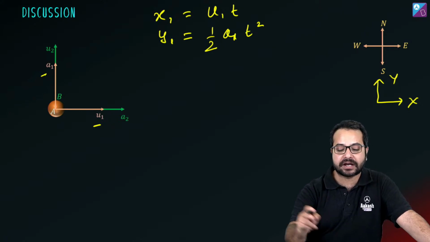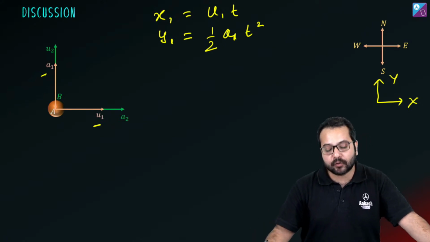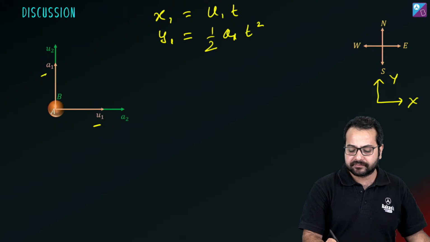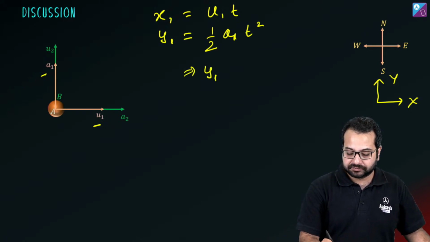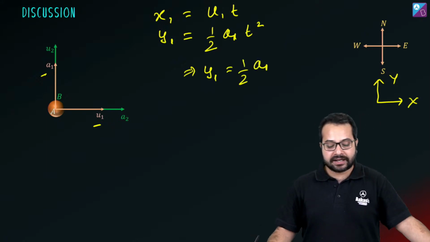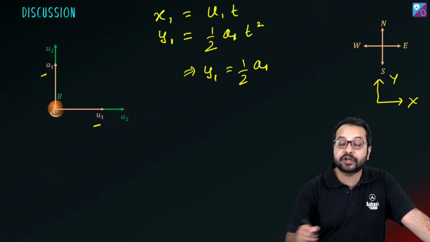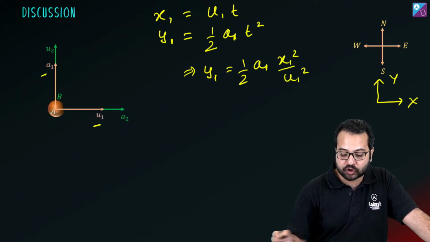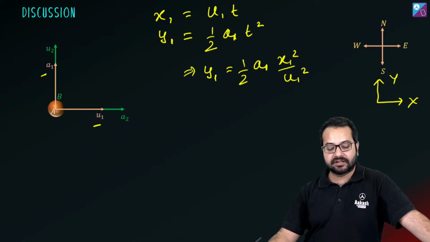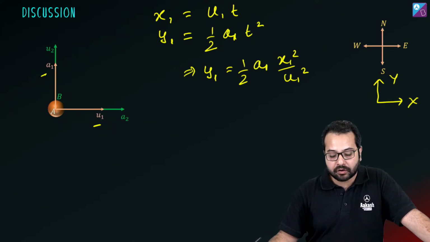So if we find y1 as a function of x, we are going to get a parabola. Do you agree? So if we write y1 is equal to half into a1, and in place of t we can substitute x1 by u1. So this becomes x1 square upon u1 square. So what is this? This is a parabola. Do you agree? This is simply a parabola.